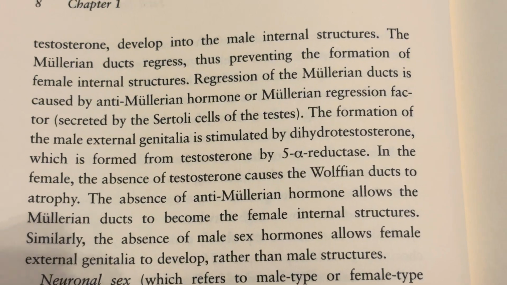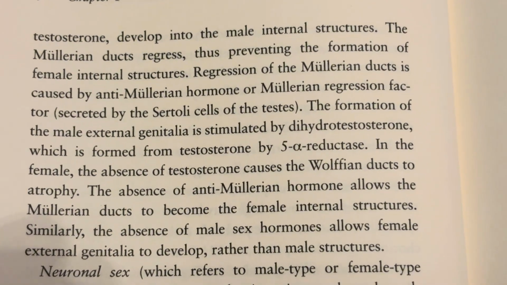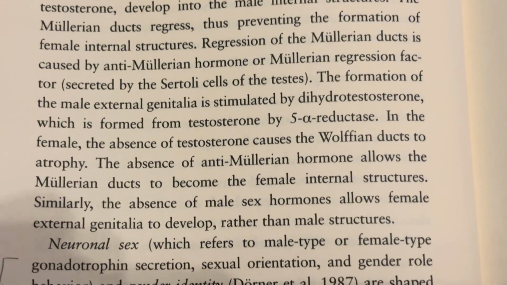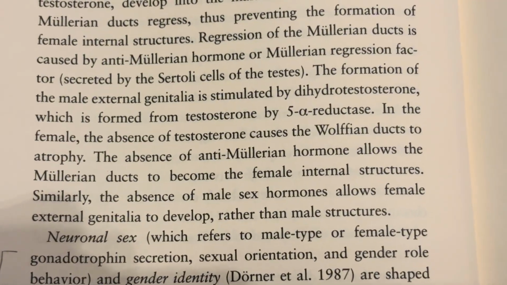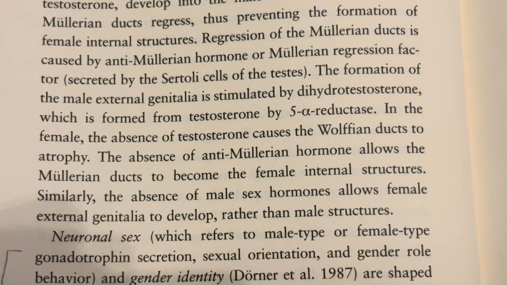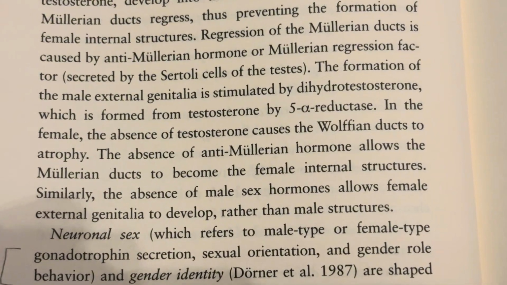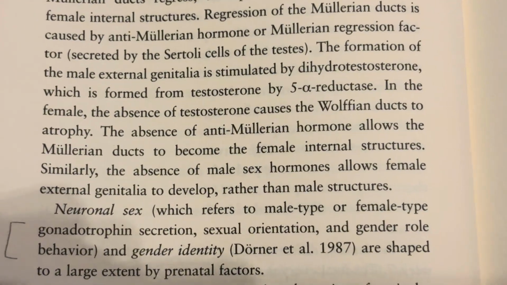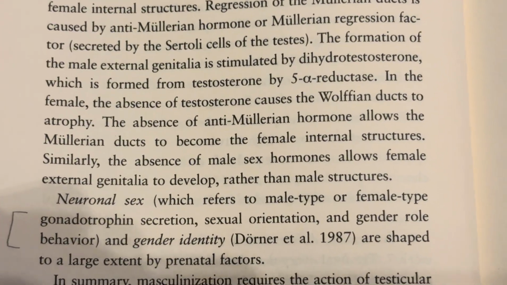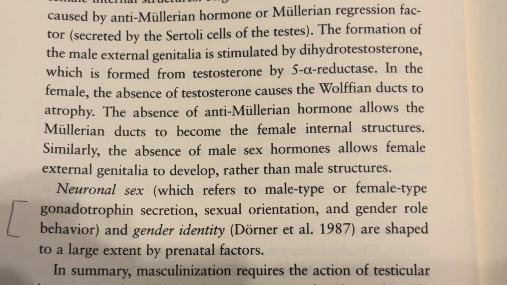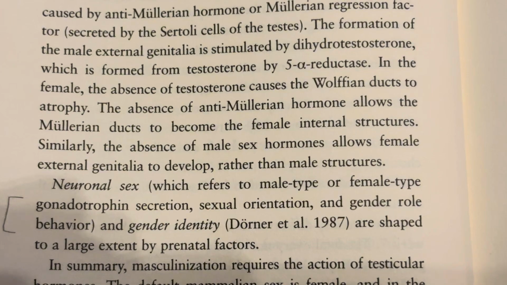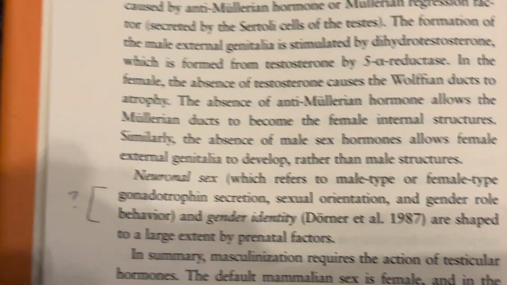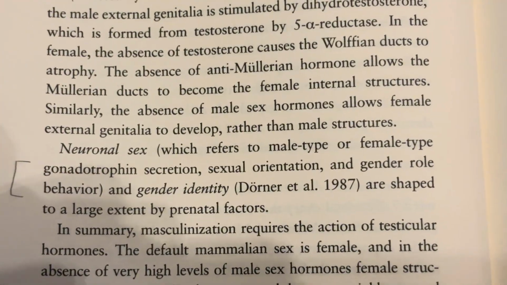Regression of the Mullerian ducts is caused by anti-Mullerian hormone or Mullerian regression factor, secreted by the Sertoli cells of the testes. The formation of the male external genitalia is stimulated by dihydrotestosterone, which is formed from testosterone by 5-alpha reductase. In the female, the absence of testosterone causes the Wolffian ducts to atrophy. The absence of anti-Mullerian hormone allows the Mullerian ducts to become the female internal structures. Similarly, the absence of male sex hormones allows female external genitalia to develop rather than male structures.